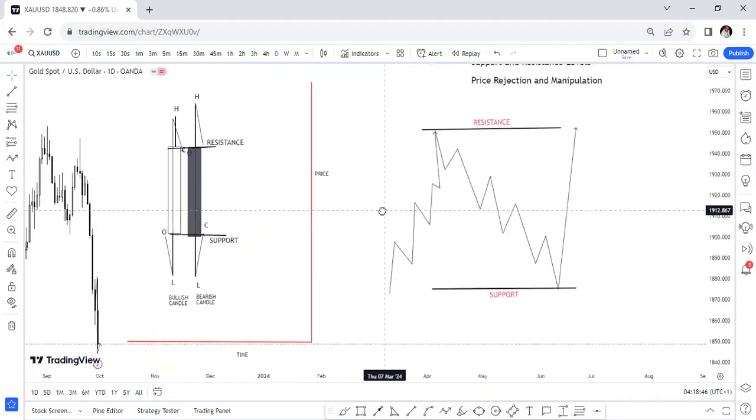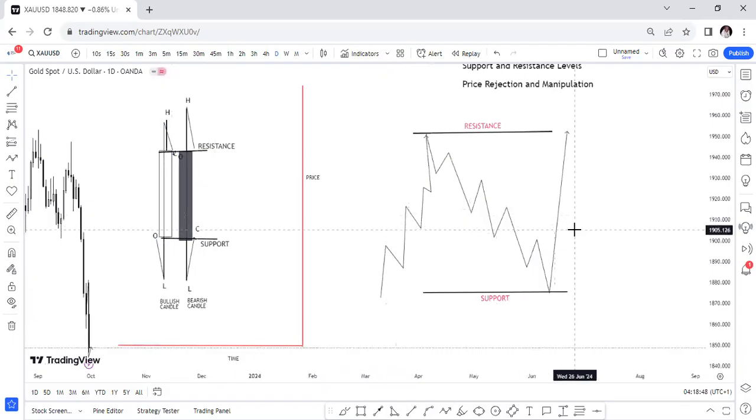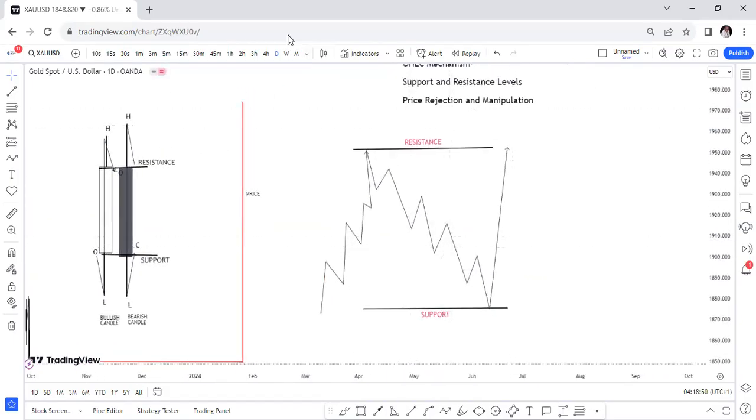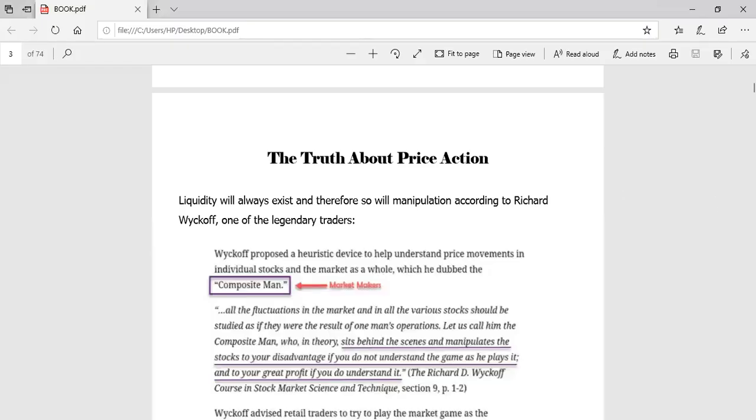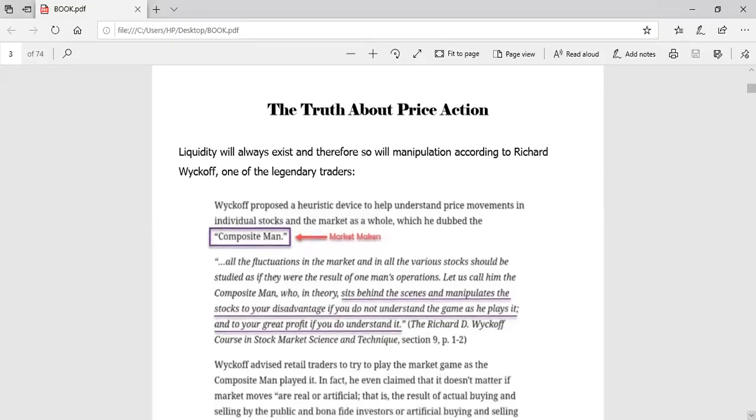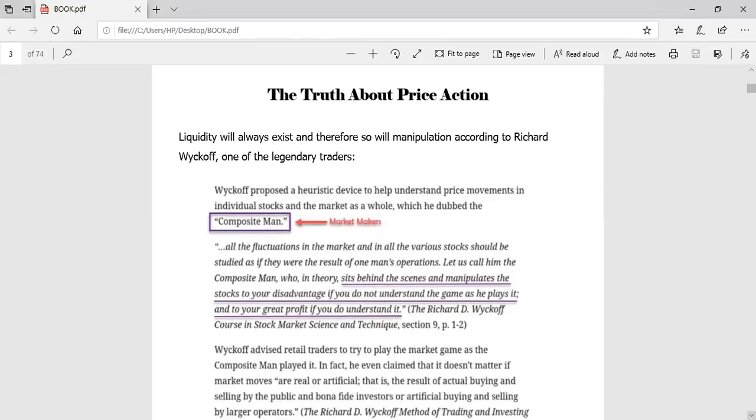I've talked about the price manipulation here. What price manipulation is, simply, is about trading off the low, trading in the opposite of the retail stop loss. Like this man said here, the wipe off of that liquidity will always exist, and therefore so will manipulation, according to Richard, one of the legendary traders.